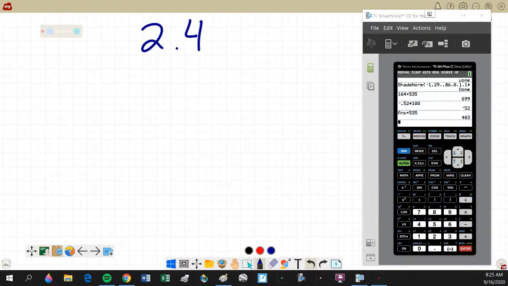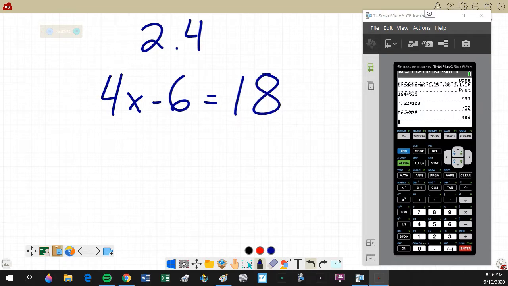Today we're on 2.4, which includes two, and I think there are actually a couple three-step equations. So we're going to explore something that you know how to do, but you don't know why you do it. If I had 4x minus 6 equals 18, how do I solve that? Add 6 and then divide by 4. Now, the question is, why do you do the 6 first and the 4 second?